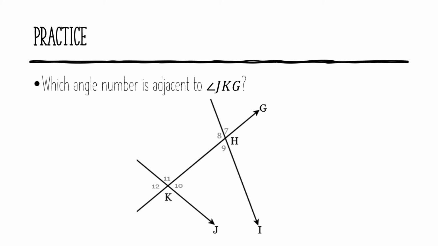Which angle number is adjacent to JKG? Well, JKG is right here, so that's angle 10. The only angle that's right next to it, not vertical to it, but right next to it, is angle 11.